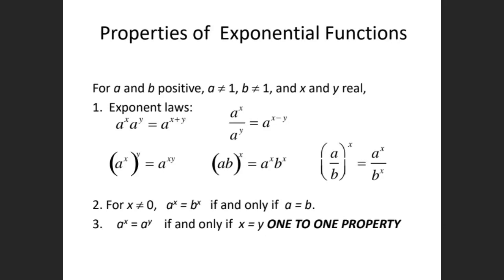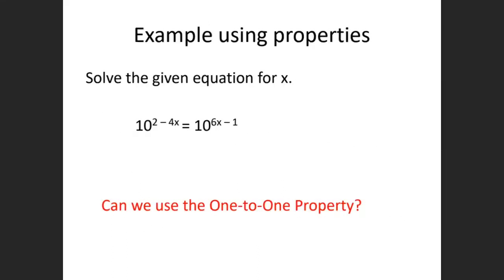Okay. So here, this rule 2, we like to call our one-to-one property. For two exponential expressions to be equal to each other, that means that the bases have to be equal and the exponents have to be equal. And if we can match that, we call that our one-to-one property. We're going to use this a lot, especially when solving equations. One way to solve equations fairly easily is using this property. So let's put it to use.